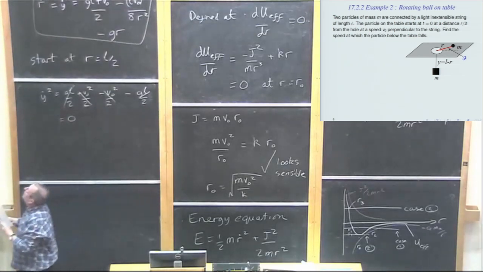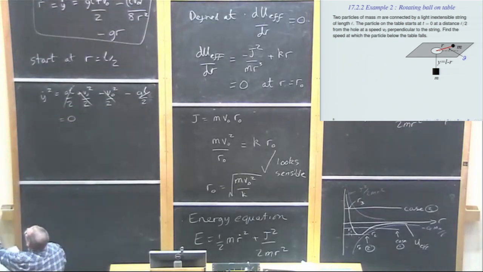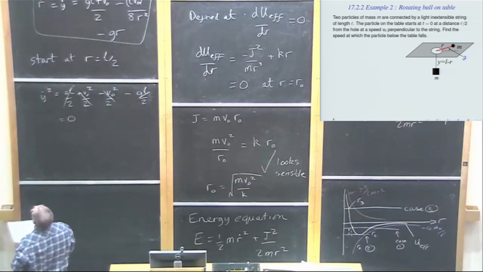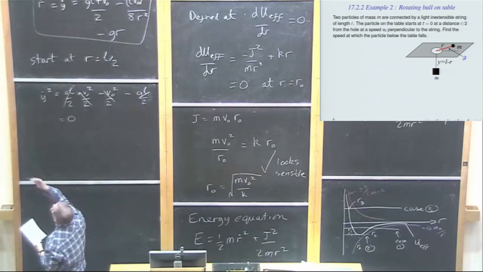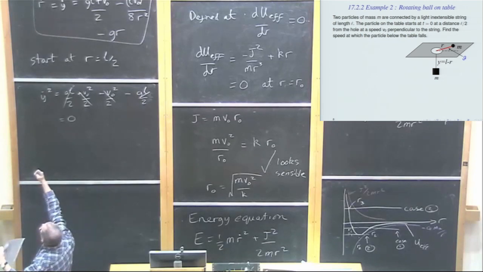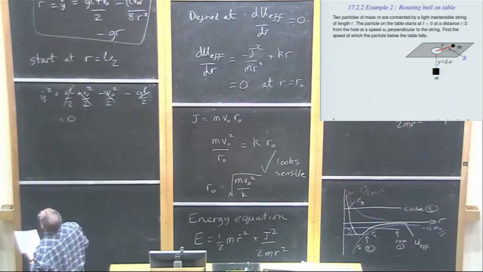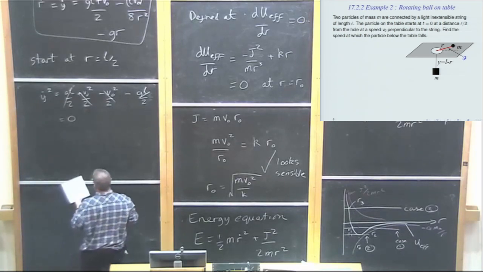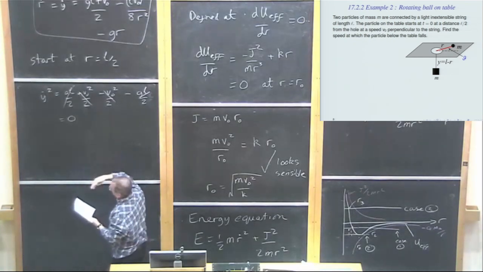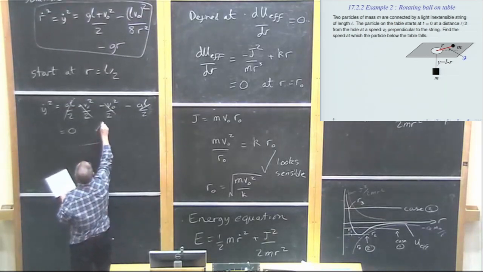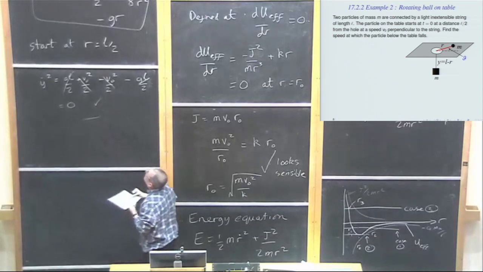So it seems that initially, if we start with that length of string and at that velocity, then we have no downward velocity. Okay, so this is interesting and makes sense.